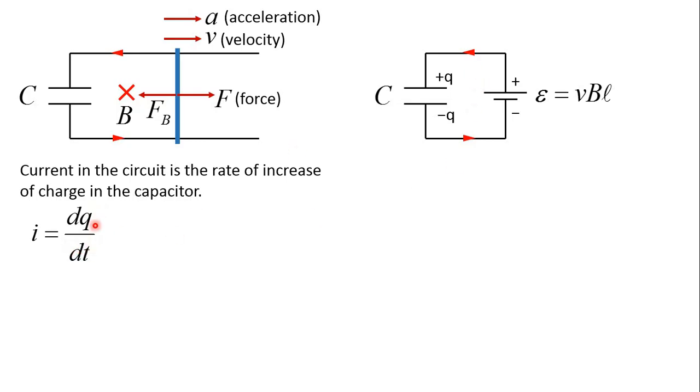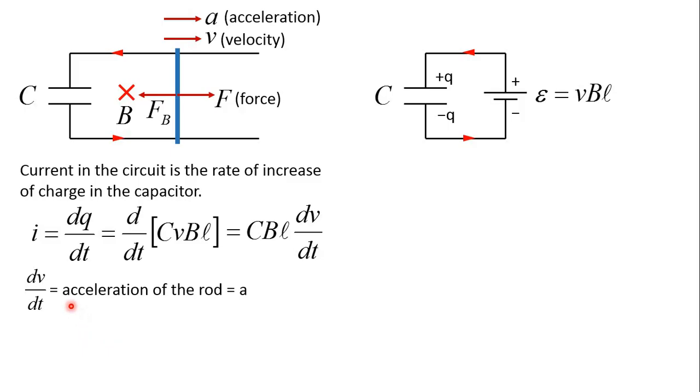On the previous page we saw that Q is equal to CVBL. So we take d by dt of CVBL, and in this differentiation the capacitance is constant, the magnetic field B is constant, and L is constant, so take them out, and we have dV by dt. Now dV by dt means rate of change of velocity, which is also the acceleration of the rod, which is equal to a given here.